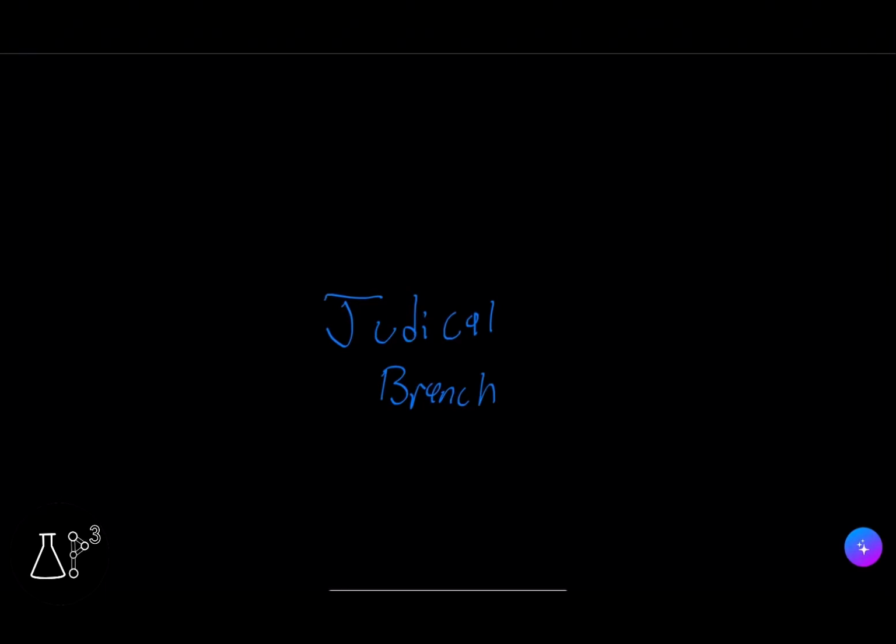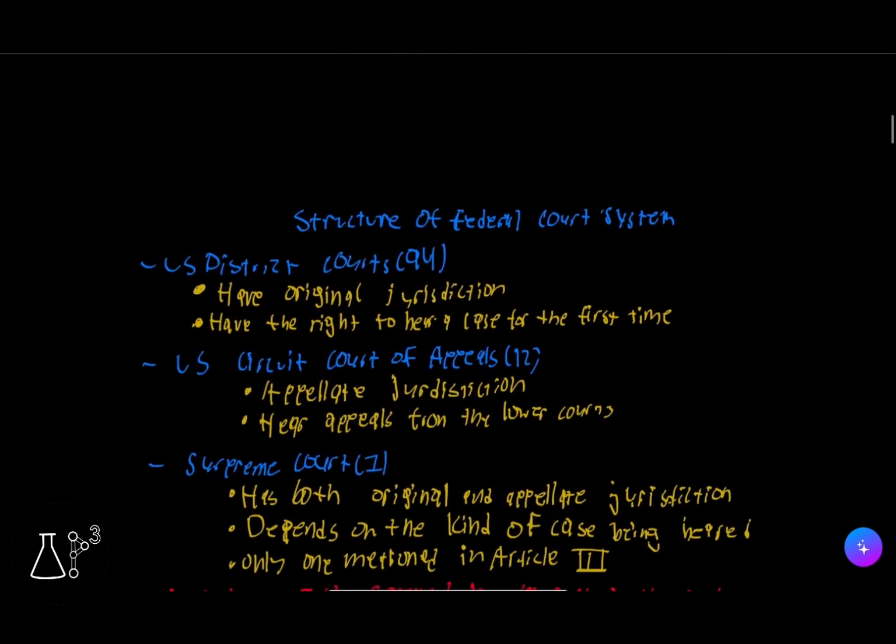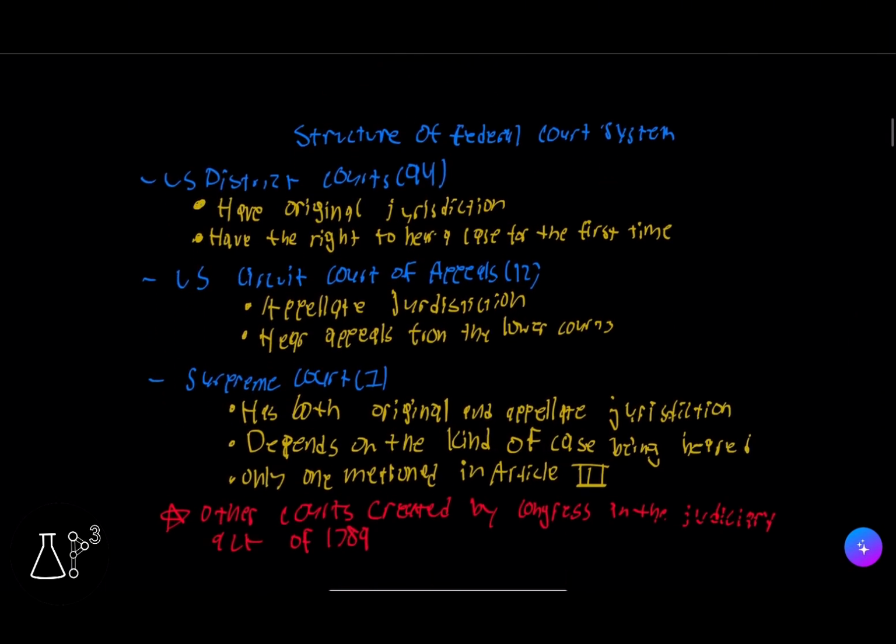In today's video, we'll be going over AP Government. We're going to go over Unit 2, and we're going to review Unit 2 on the Judicial Branch. So let's get started. The first thing we're going to talk about is the structure of the court system.